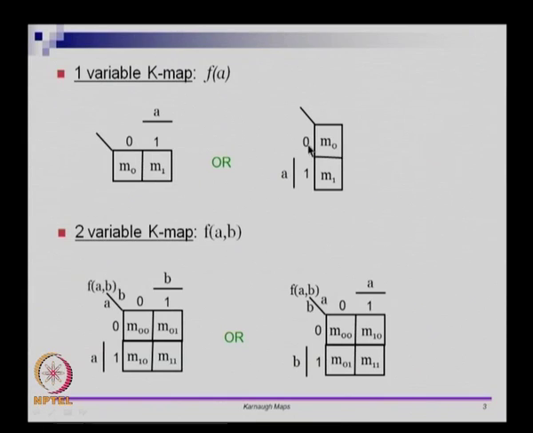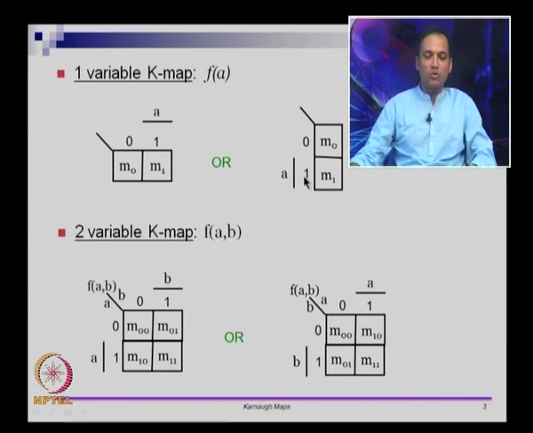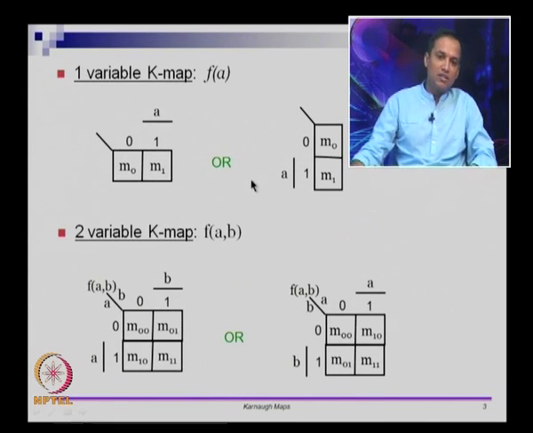Here, m naught corresponds to row 0 and m1 corresponds to row 1, and this part captures whether A is 1 or 0. So, when A is 1 you go and look at the value for m1. Similarly, in this one when A is 1, the value of m1 tells you the value of the function. If you want a 2 variable K map, we have f of a comma b.